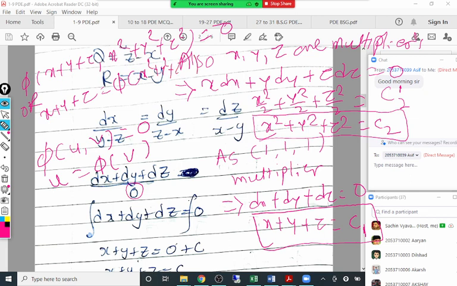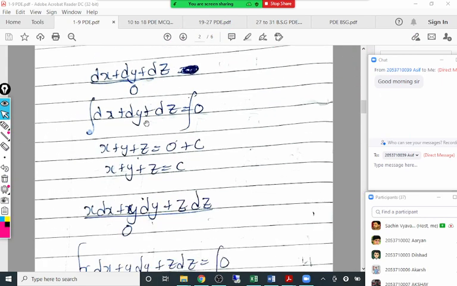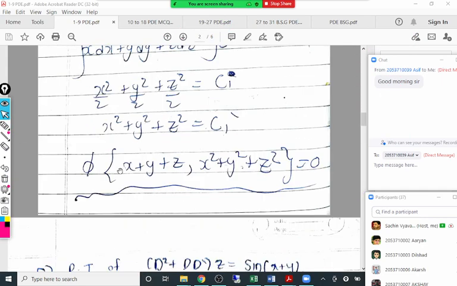So if you have a doubt, you can ask here, because there are different ways of writing. How he has written? Yes, he has written phi of u comma v equal to 0 form, and that's correct. This is one of the ways. But if the options are available and in the options this form is not given, instead you are given x plus y plus z is equal to phi of x square plus y square plus z square, that is also a way.